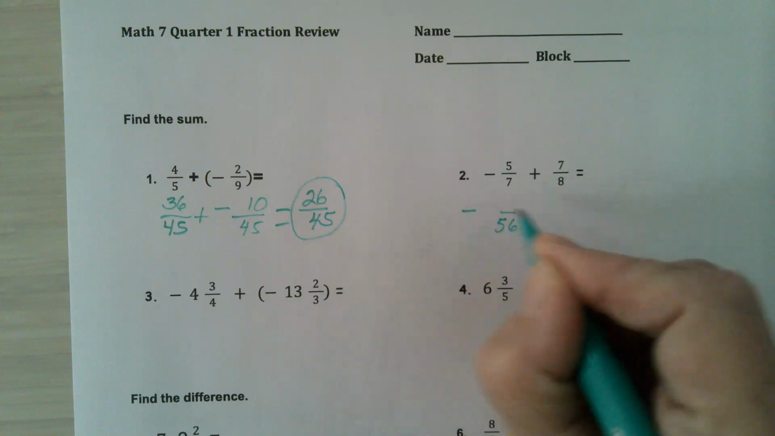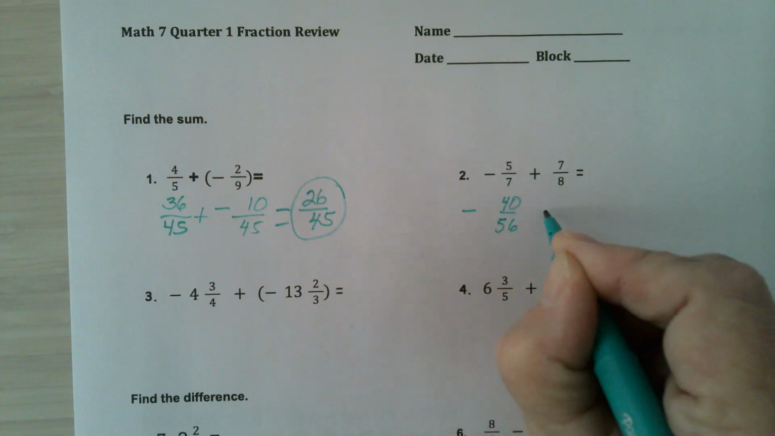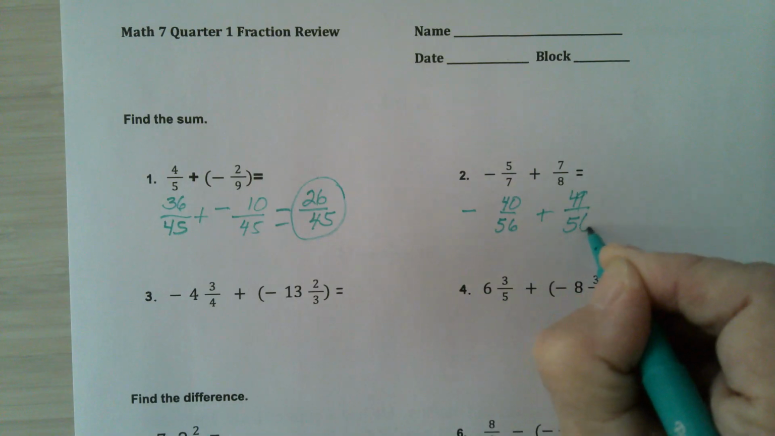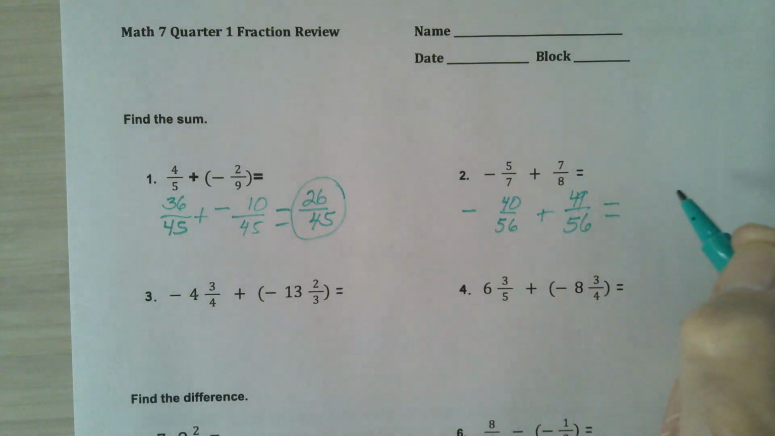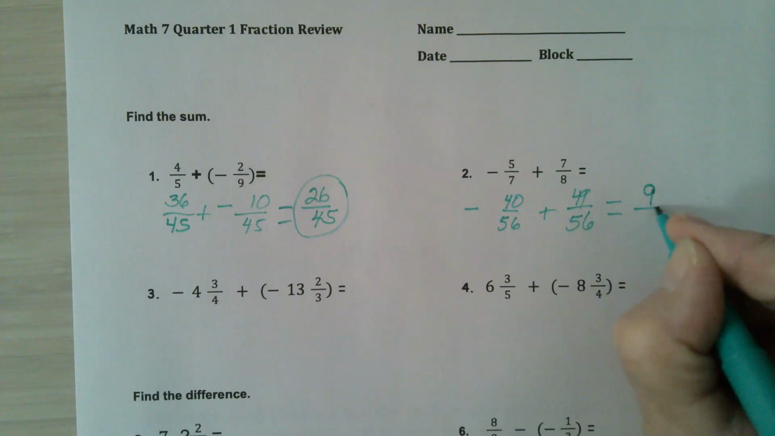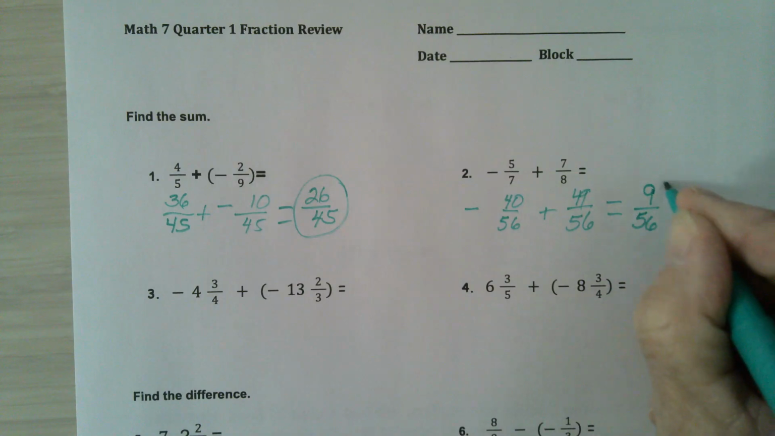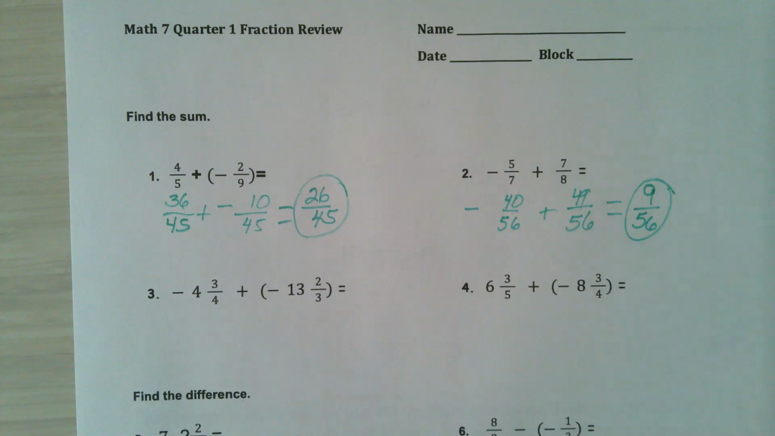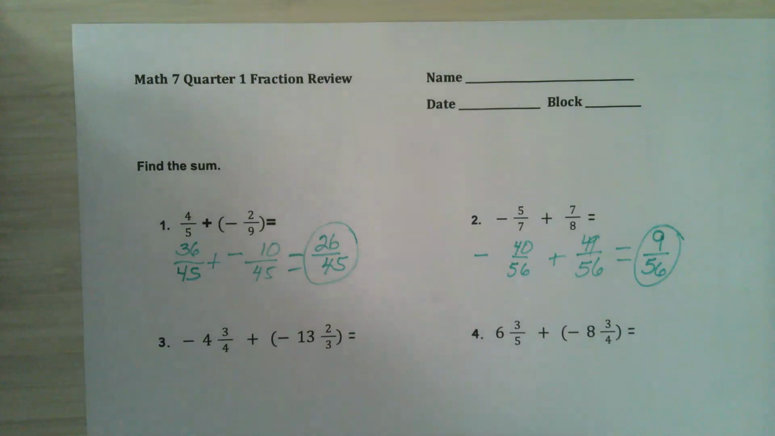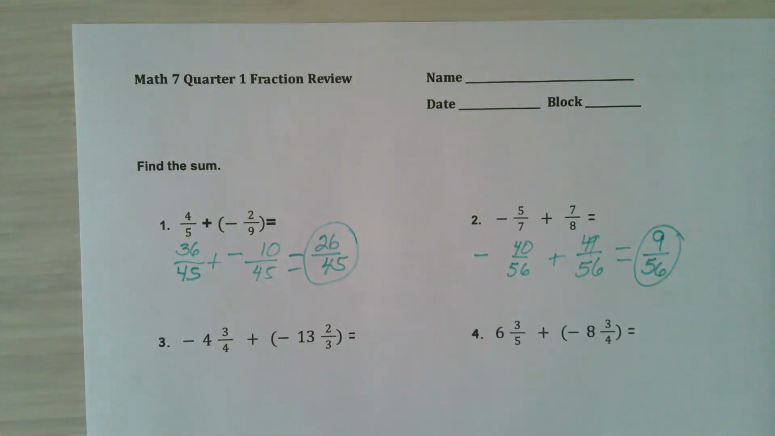Now remember, this is going to be a negative 40 over 56 plus 49 over 56. Negative 40 plus 49 will leave you with 9 over 56. Any questions? Make sure you check to make sure Mrs. Robertson's doing them correctly. I could make a mistake, okay? Now let's go on to the next one.